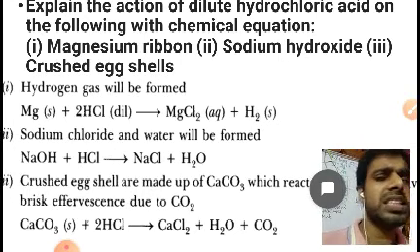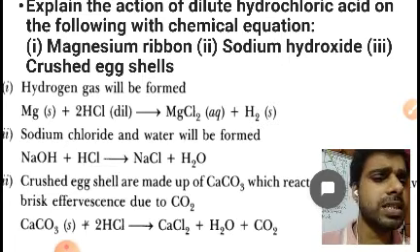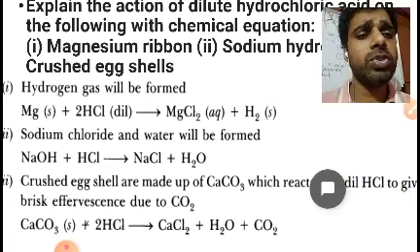Now everyone knows this is a neutralization reaction, so I will not discuss that one. Simple: NaOH plus HCl gives NaCl plus H2O. How many times have you done that one?